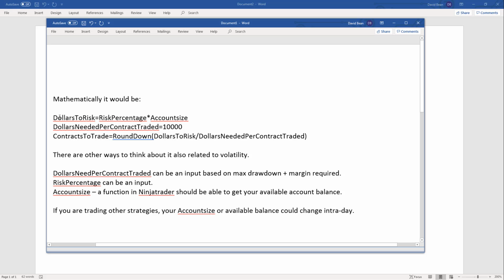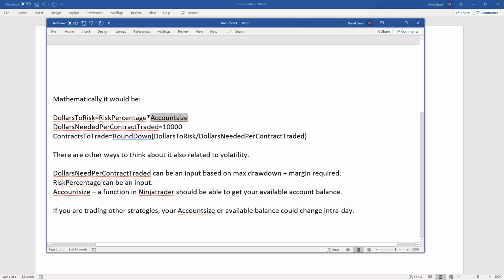The dollars to risk, you first need to know that. How many dollars are you going to risk? You have your risk percentage, and that's the input that you give on that trade. Say you want to risk 1 or 2 or 10% on a trade. That's an input that you define. And then you have your account size. Your account size could also be a fixed value that you give it at the beginning of the day, or you could use some of the functions within the platform to get your account size.